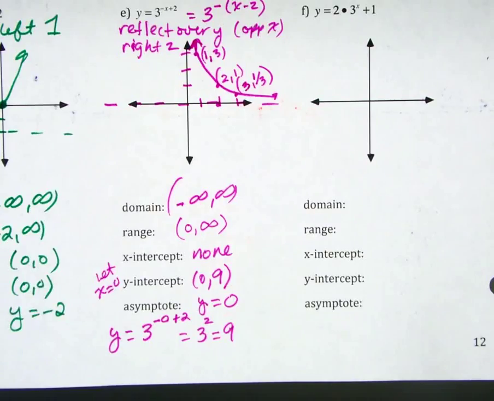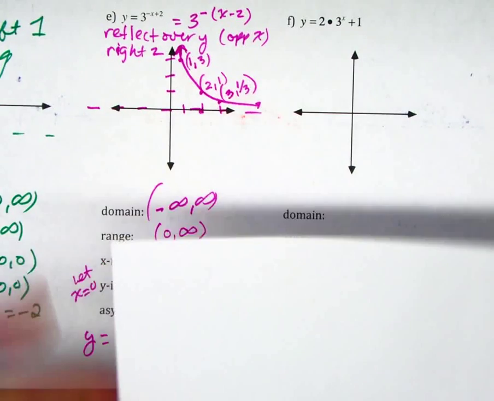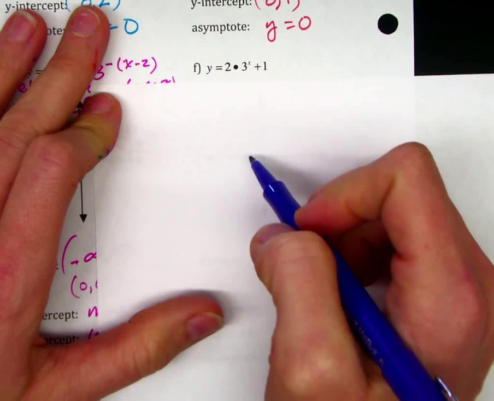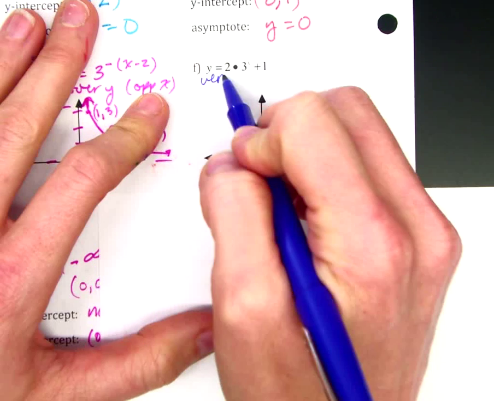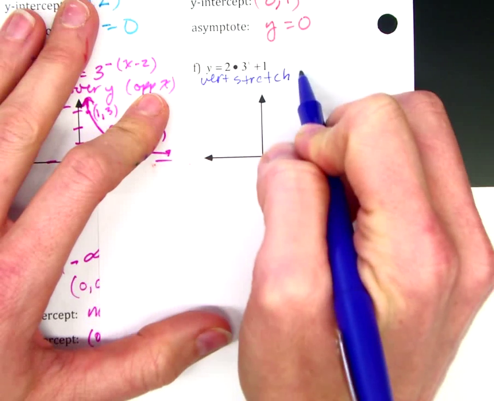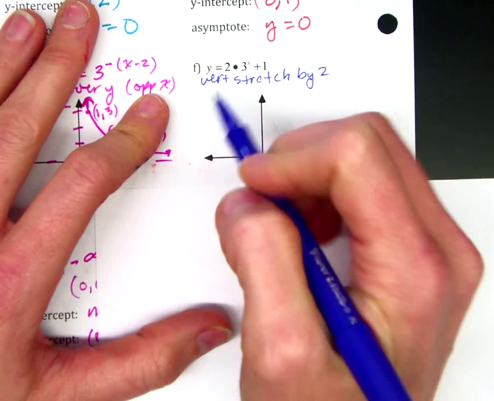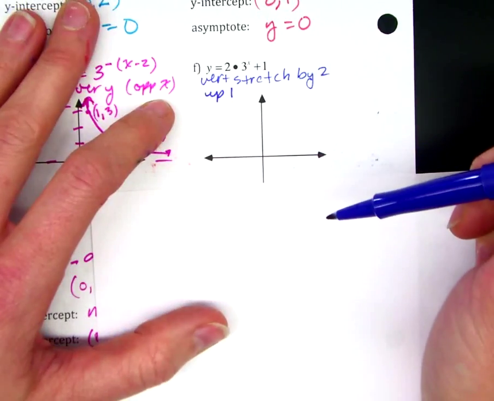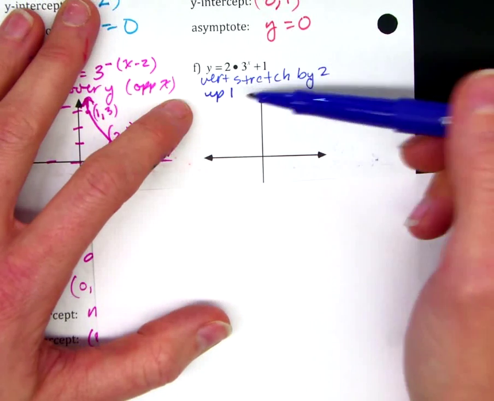How many things are being done to f here? 2. Okay. What is the first thing? What is this doing? What kind of stretch? So we have a vertical stretch by 2. And what about this guy here? And then up 1. So what's changing here? X, Y, both? Just the Y value. We're stretching, and then we're translating up, okay?